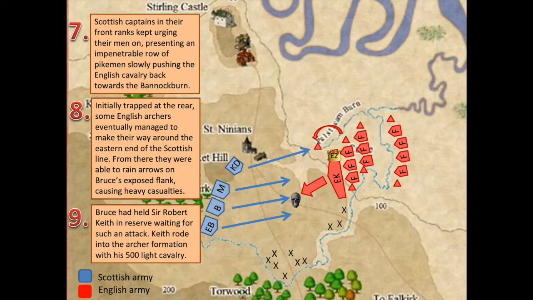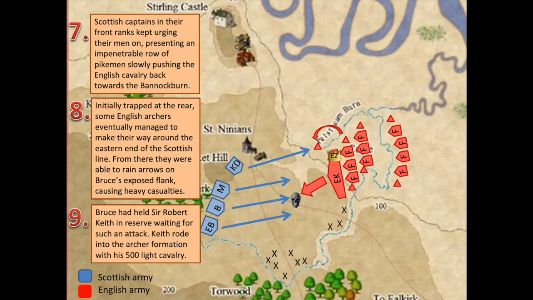So Keith rode into the archer formation with his 500 light cavalry. Now, archers are great at pouring fire down onto a densely packed formation, but when they have fast-moving light cavalry spaced out, bearing down on them, the archers at best have got time to get off 1 or 2 shots, and even then, they're probably going to be panicking. Their aim will suffer, and then they're just going to be mowed down.